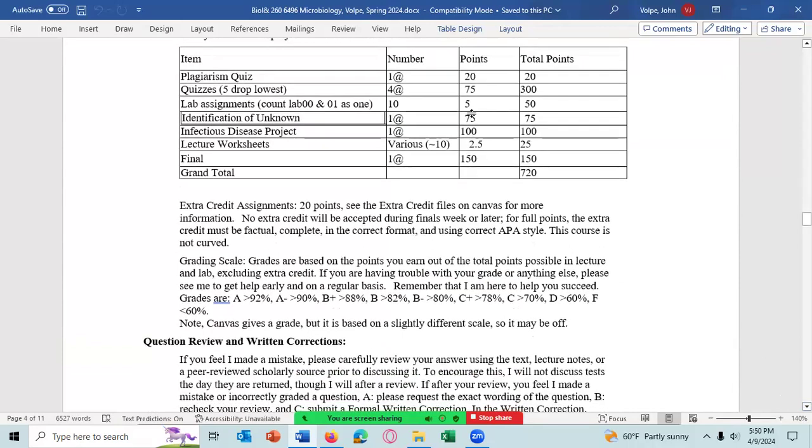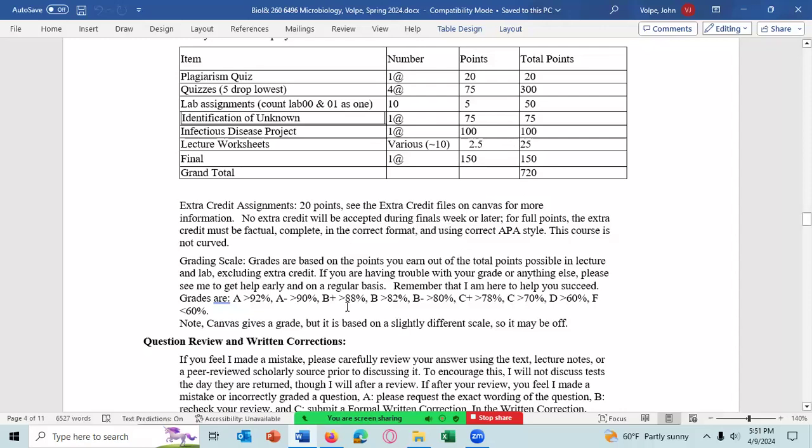So there's the total breakdown. 20 points for the plagiarism quiz, 300 points for the quizzes. Remember, you get to drop the lowest grade on the quiz. There will be 50 points in the lab, 75 points for the identification of the unknown project, 100 points for the infectious disease project, 25 points for the lecture worksheets, 150 points for the final, out of a total of 720 points. There will also be 20 extra credit points. I've already talked about 2 of them.